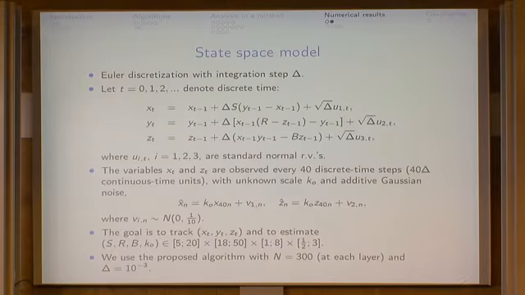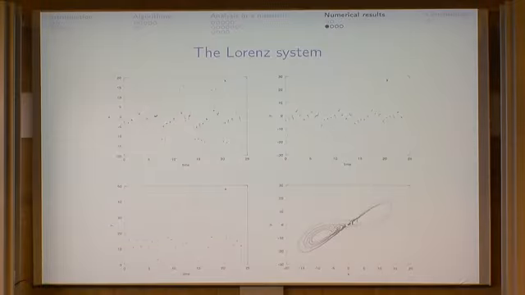We assume that we observe the state variables every 40 discrete time steps. And we observe them with an unknown scale factor. So in the end, we have to estimate 4 parameters: 3 parameters in the model plus the unknown scale factor. This is how the Lorenz system looks.